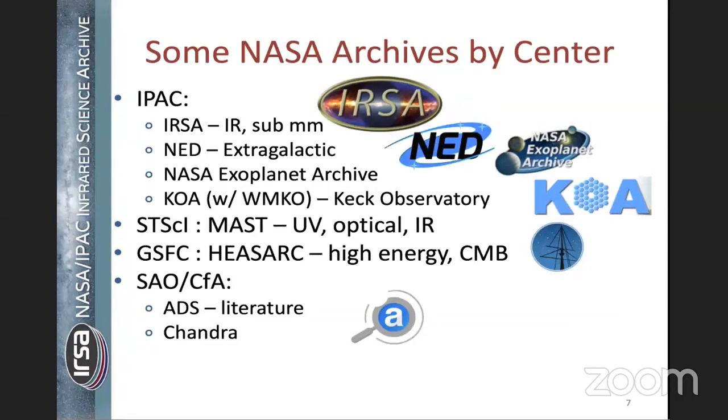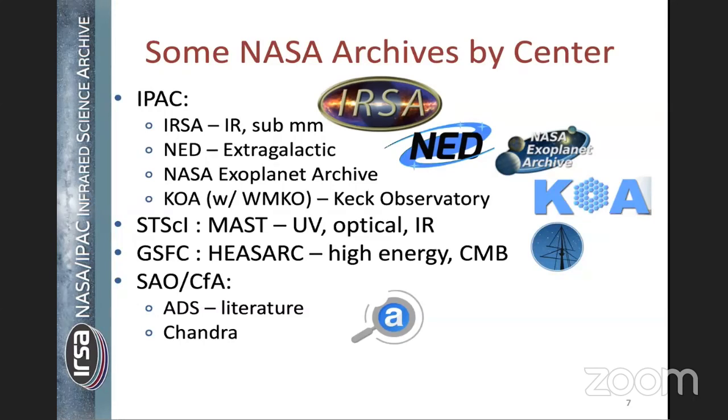So NASA has several different archives. At IPAC, where I work at Caltech, there are four different NASA archives. There's IRSA, which I work for, which is the Infrared Science Archive; NED, the NASA Extragalactic Database; the NASA Exoplanet Archive; and KOA, the Keck Observatory Archive. All four of those are NASA archives based at IPAC. Space Telescope in Baltimore, Maryland has MAST, which is NASA's home for UV and optical and some IR data.